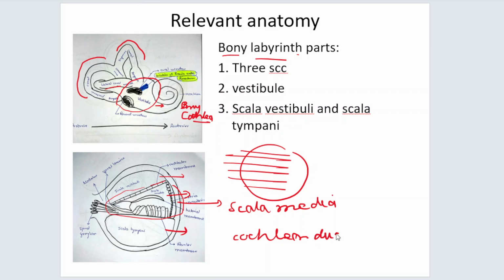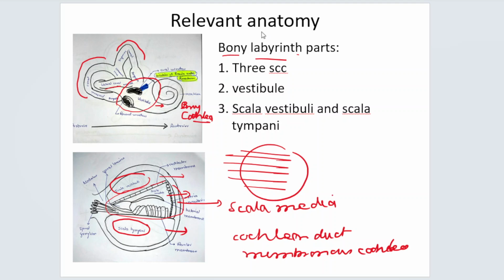Cochlear duct, also called the membranous cochlea. On top you have the part of the bony cochlea, that is the scala vestibuli. Underneath it you have the scala tympani. Let us not go into the intricate anatomy of this. When we talk about the anatomy of the cochlea, we will be describing that in detail.